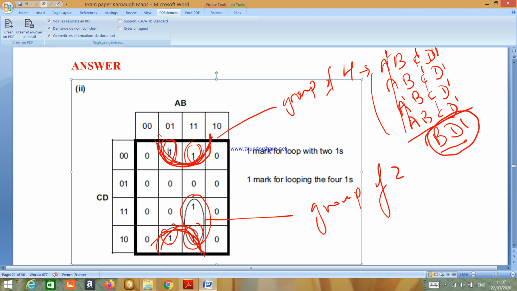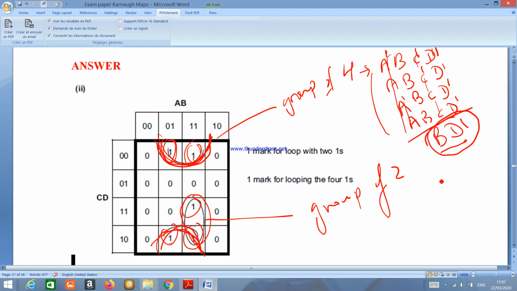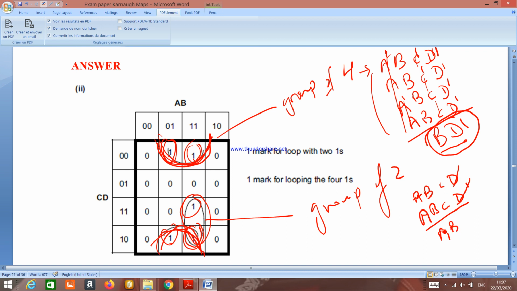Now let's look at the group of 2 now. The group of 2 we have here. This first term is A, B. Then we have CD. The next element is AB. And then we have C dash. So D and D dash cancel. What is left is A, B, and C.